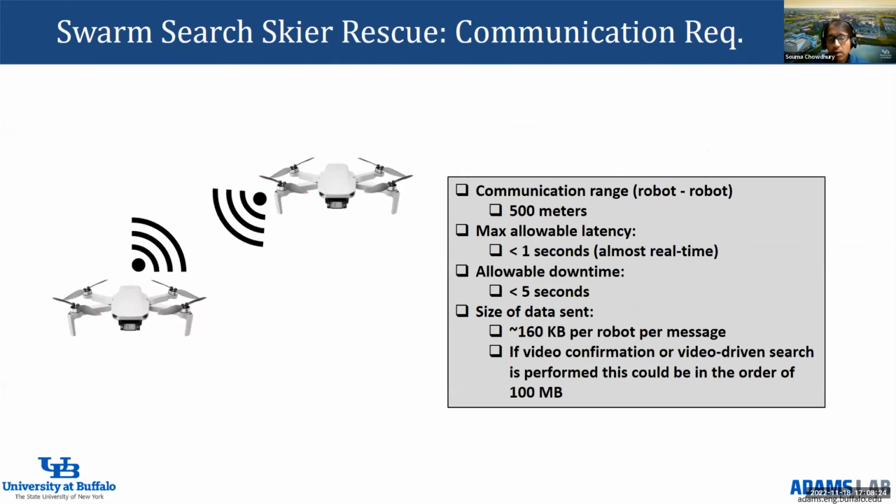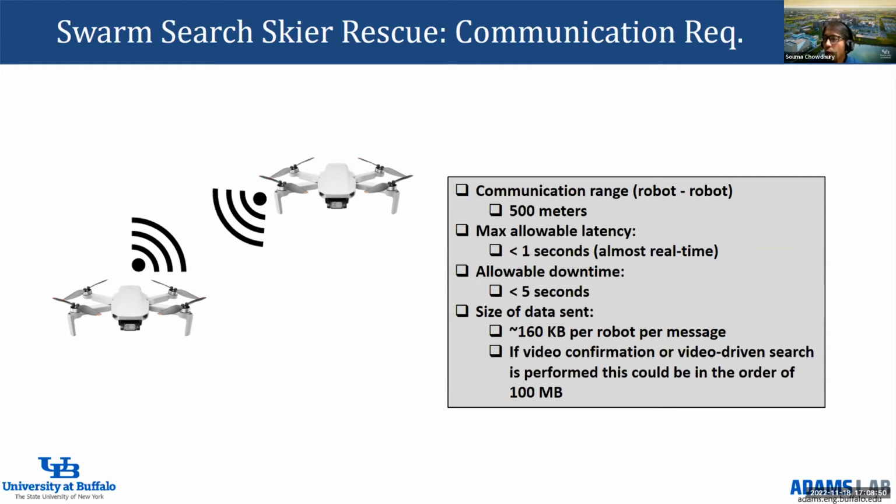I'll just go to the communication requirements for this application. So you're basically deploying a team of 5 UAVs, running one of our algorithms to find skiers trapped under an avalanche. And each of those skiers has an IR beacon, which you can track. In this case, for the team to coordinate, their communication range should be about 500 meters at a minimum, with less than 1 second latency. That's very important. Less than 5-second downtime.